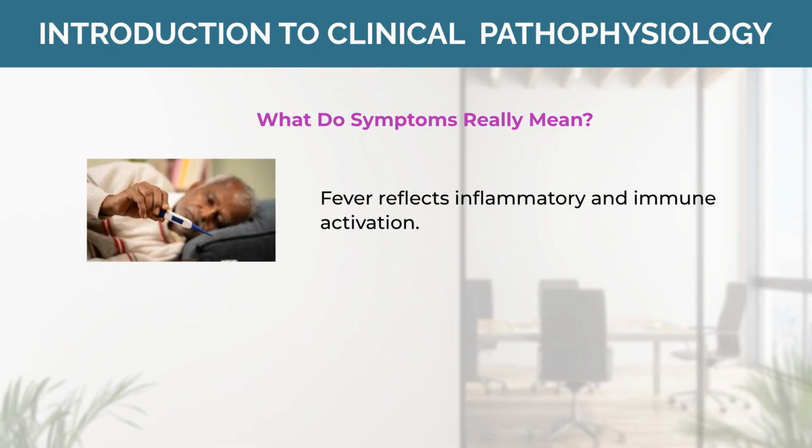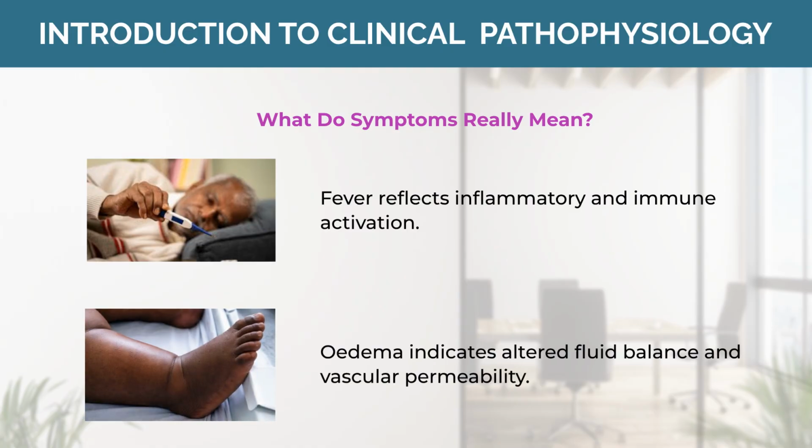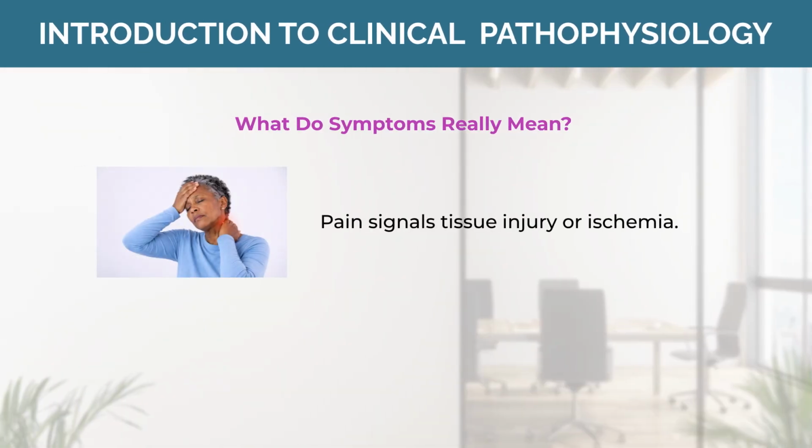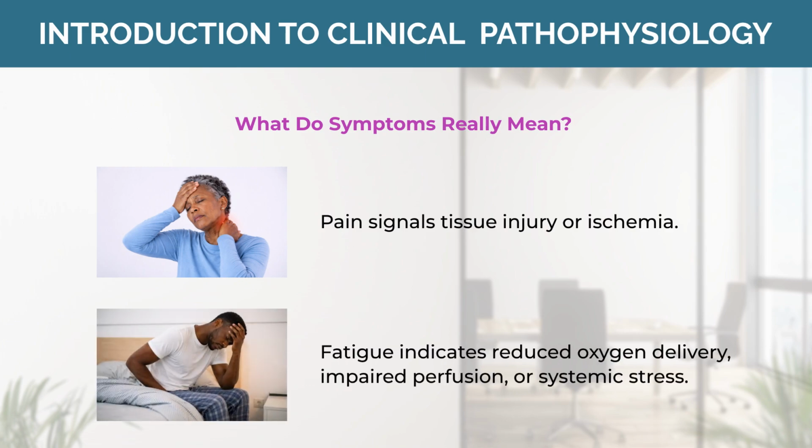Fever reflects inflammatory and immune activation. Oedema indicates altered fluid balance and vascular permeability. Pain signals tissue injury or ischemia. And fatigue indicates reduced oxygen delivery, poor perfusion, or overall systemic stress.